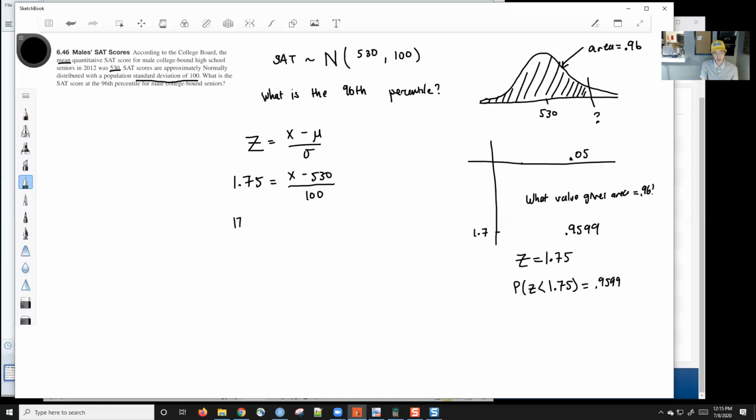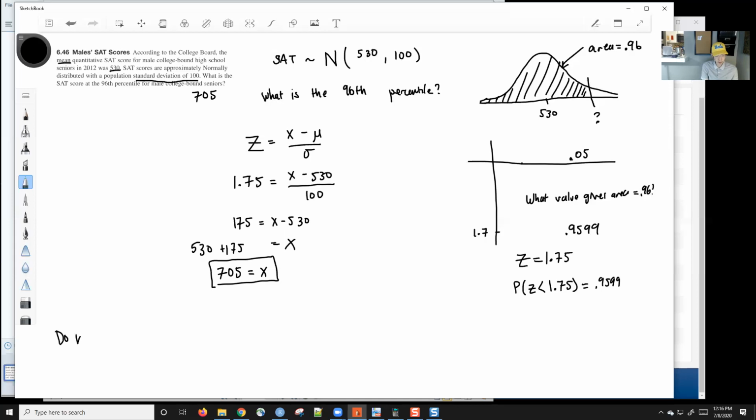So I get 1.75 is equal to x minus 530 over 100. I multiply both sides by 100. And then I add 530. And I get 530 plus 175. And here I get x equal to 705. That's the 96th percentile. Okay.